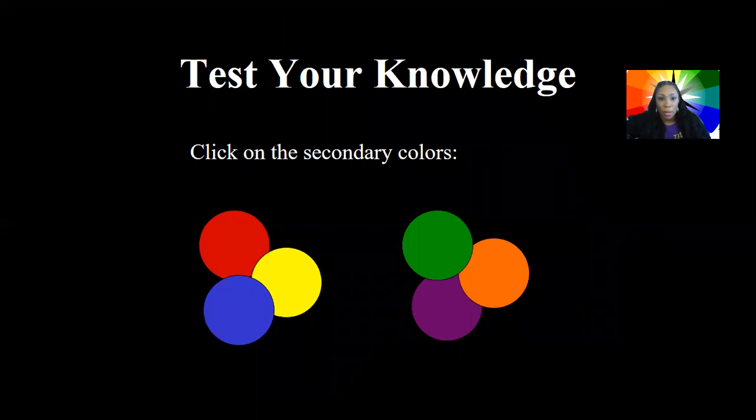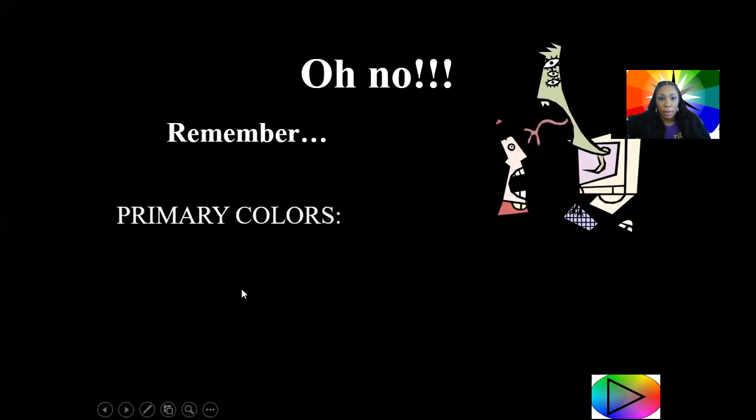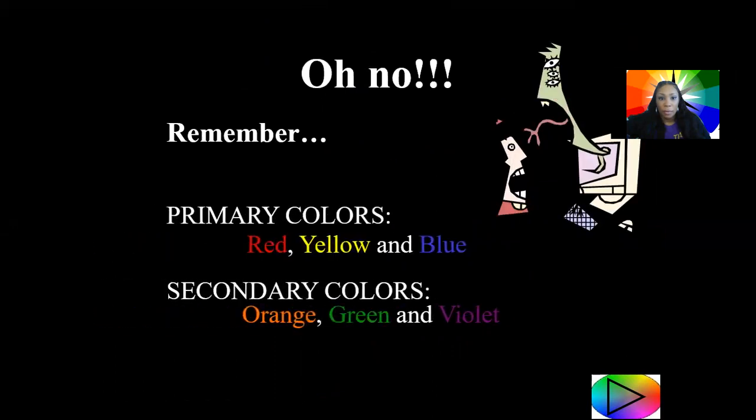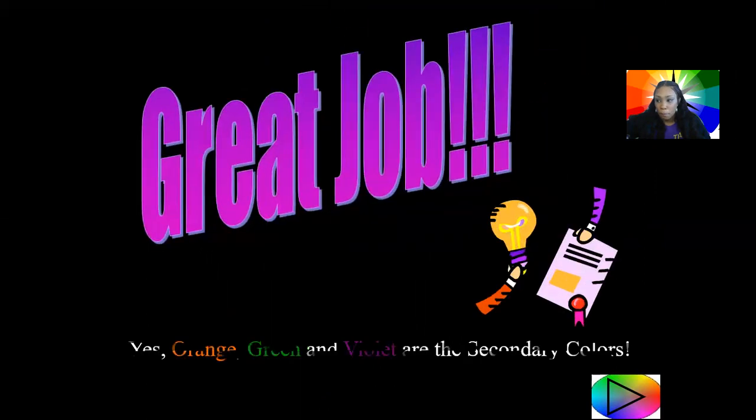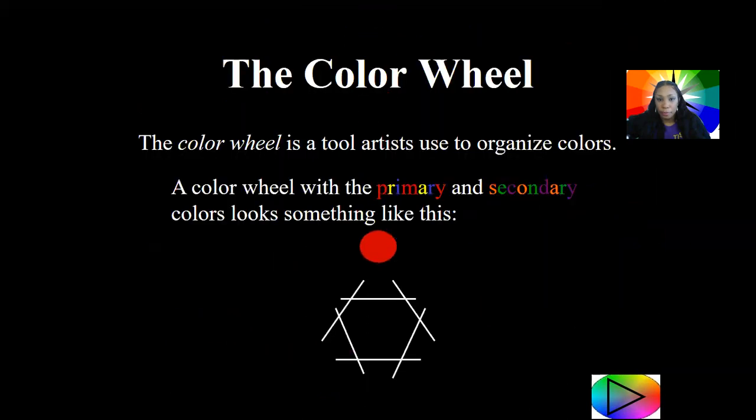All right, so we're gonna click on these and we're gonna test our knowledge, okay? So we need to remember primary colors are red, yellow, and blue. Secondary colors are orange, green, and violet, okay? All right, good job. So I just wanna make sure that you all remember that for your exam.